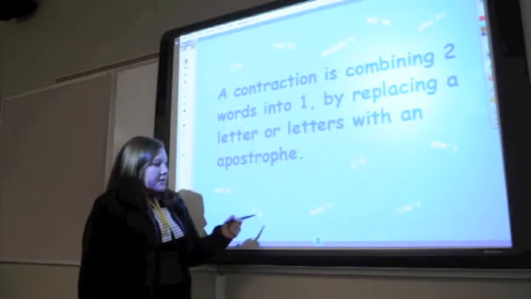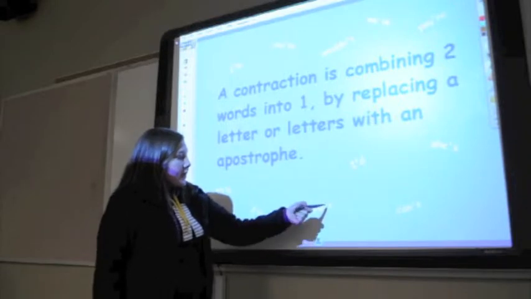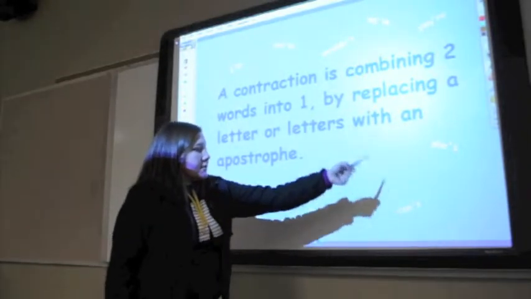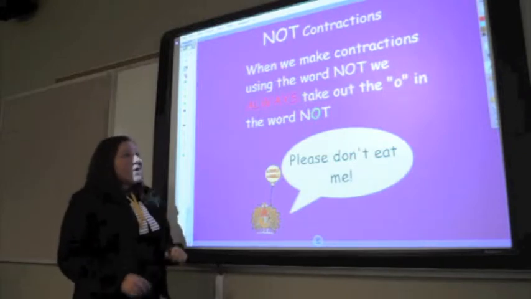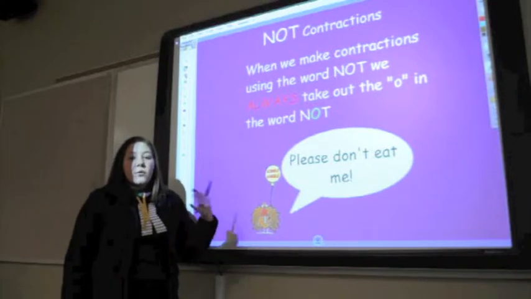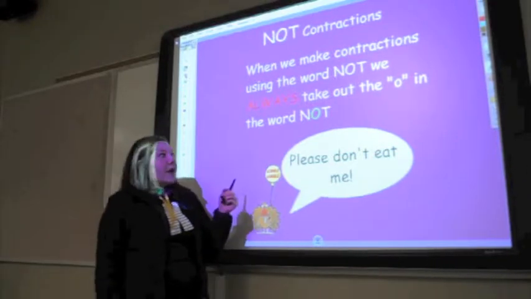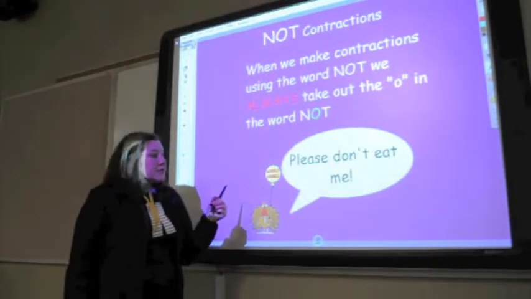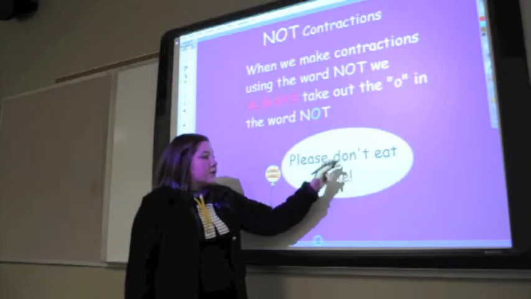So you can see many contractions just around this slide right here. And so the apostrophe is in all of them. So we have many different types of contractions. One of them, a main one, is not contractions. So they're words like will not, should not, could not. When we make contractions using the word not, we always take out the O. So just like in here where it says don't, you take out the O in not, and so you're saying do not.